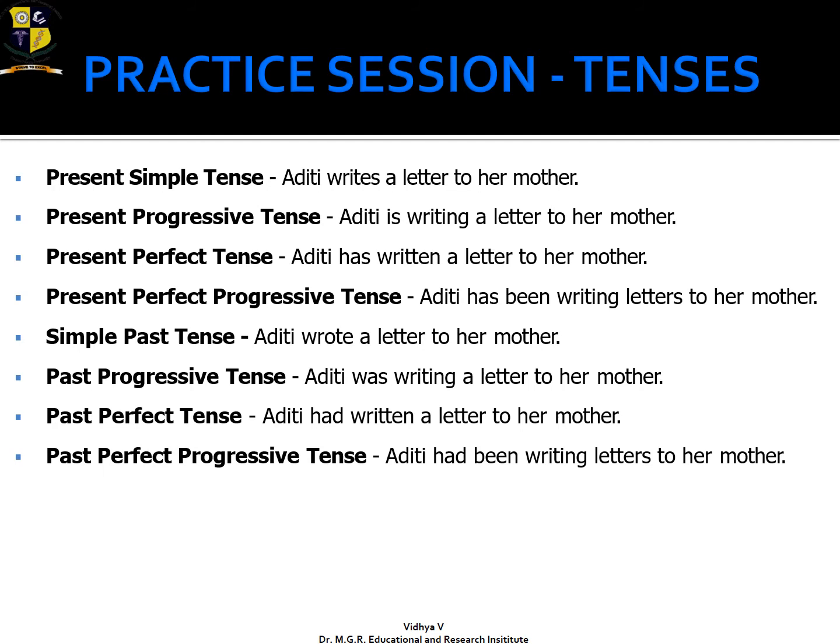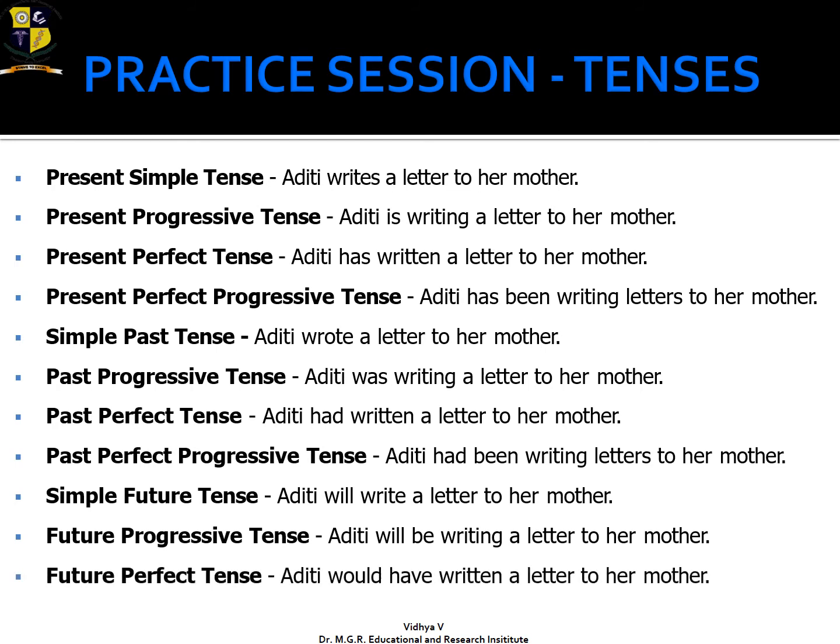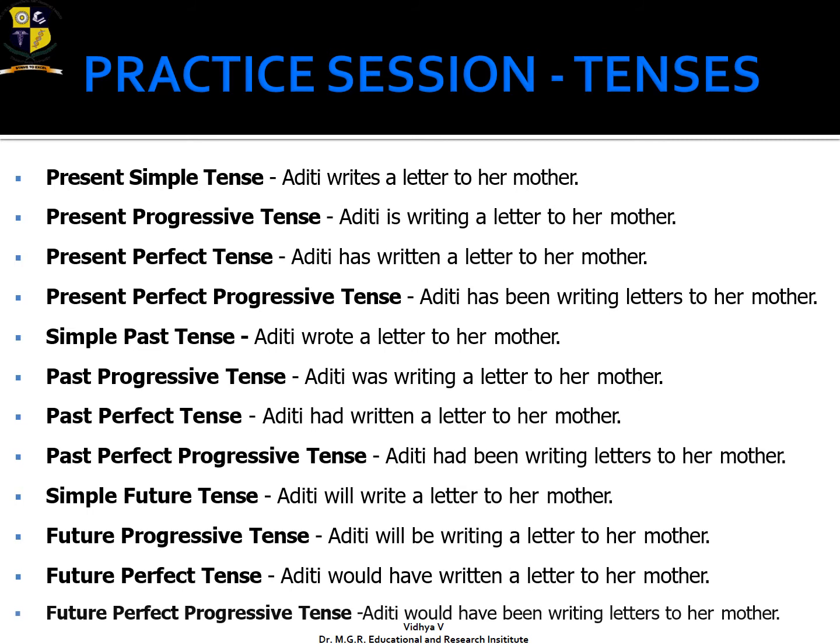And had been writing will be past perfect continuous or past perfect progressive. Let's see about future tense. Aditi will write a letter to her mother is simple future. Aditi will be writing a letter to her mother is future progressive or continuous. Aditi would have written is future perfect, and would have been writing letters to her mother is future perfect progressive or future perfect continuous.